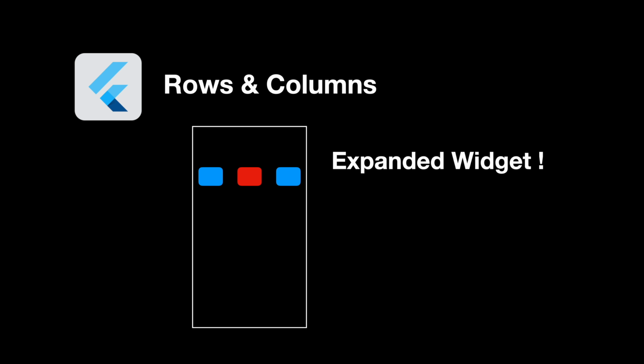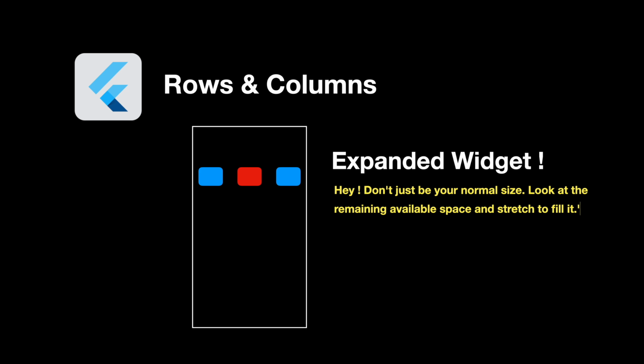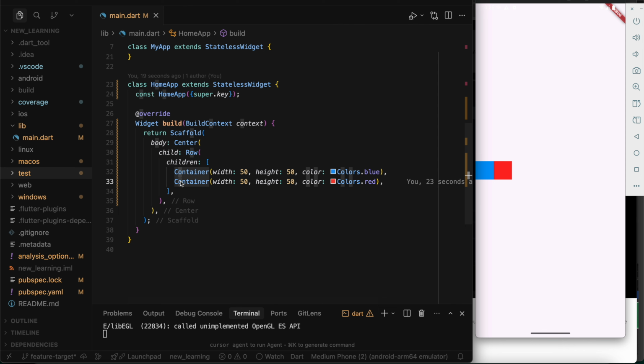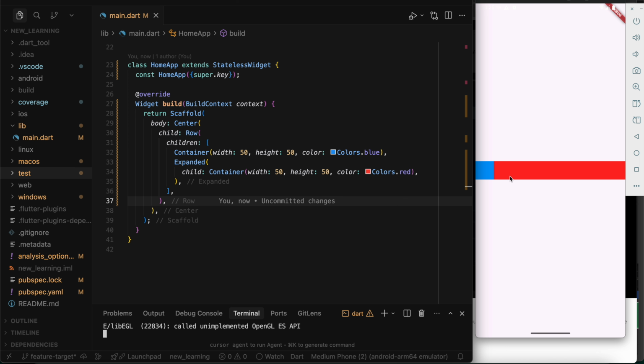Expanded is a wrapper widget. It tells a child, hey, don't just be your normal size. Look at the remaining available space and stretch to fill it. Now, as you can see, the blue box kept its fixed width of 50 and the red box calculated the remaining space and filled it perfectly.